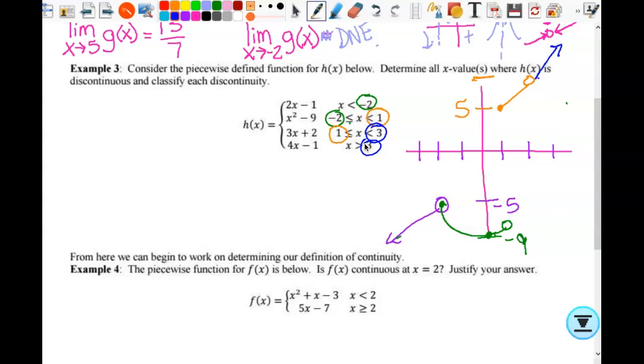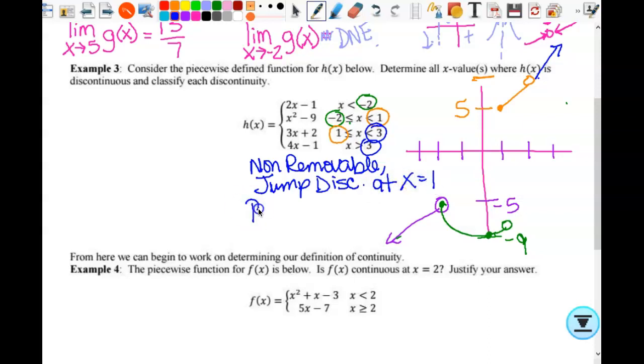So let's answer this question first. The piecewise function, so we can say we have a non-removable jump discontinuity at, and all you have to do is put the x value, at x equals 1, and then removable point discontinuity at x equals 3.